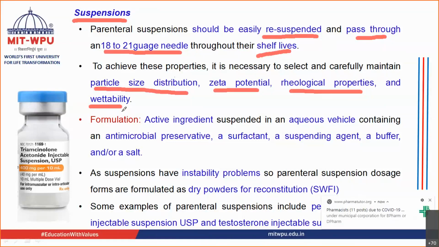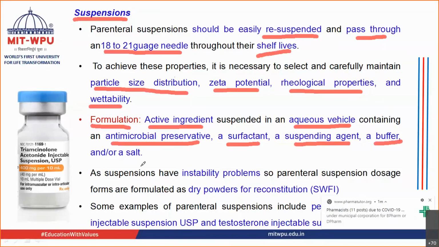Now the next thing is about the formulation. What does the formulation of your parenteral suspension consist of? The parenteral suspension consists of an active ingredient which is suspended in an aqueous vehicle. Along with them, you have an antimicrobial preservative, a surfactant, a suspending agent, a buffer, and a salt. A salt may or may not be present in order to adjust the isotonicity, depending upon the product. So these are the different ingredients present inside the suspension.